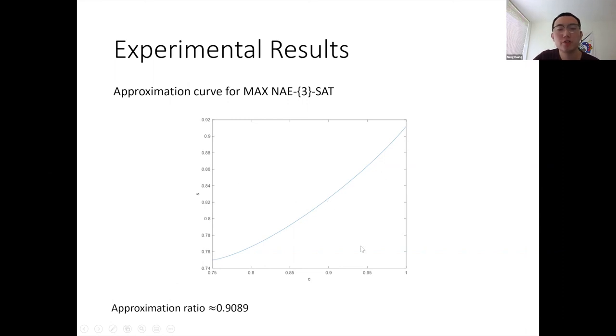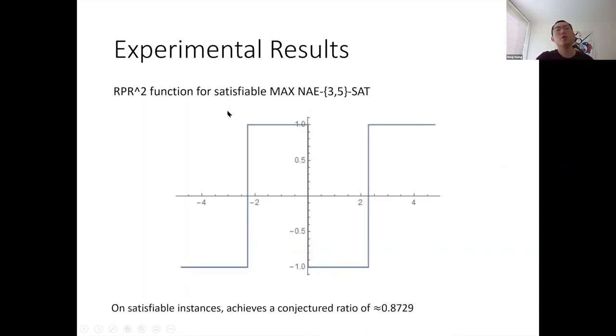So the approximation ratio for NAE-SAT is approximately 0.9089. And we also tried to find the optimal RPR squared function for satisfiable max NAE-SAT instances. For max NAE-3-5-SAT, we get this step function. It achieves a conjectured ratio of 0.8729, which is very close to our upper bound of 0.8739. But we don't know how to rigorously prove this ratio.